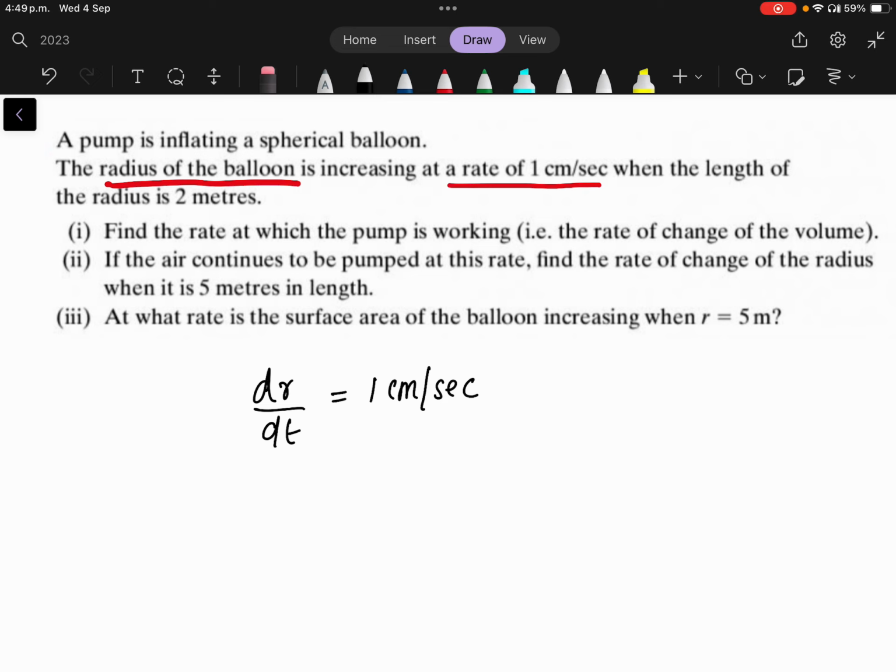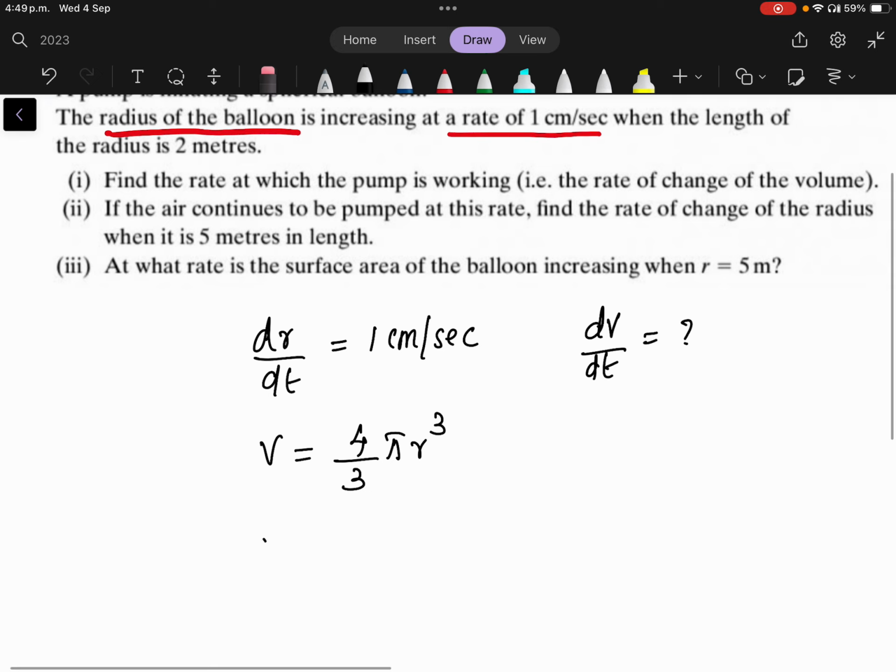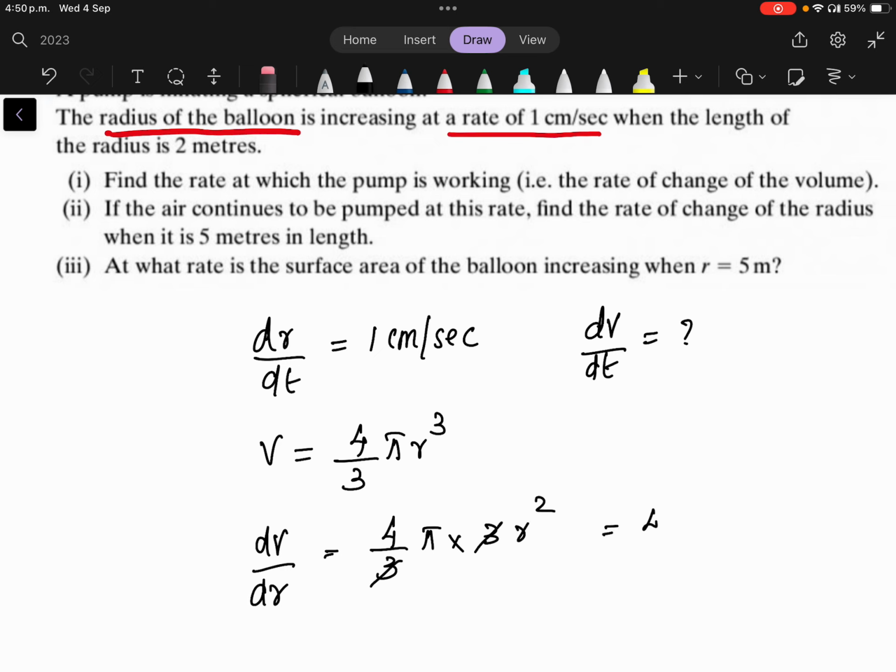Now if you look at the first question, find the rate at which the pump is working, or it is a rate of change of volume. So what is it that we have to find out? We have to find out dV by dt. So what is V? It's a spherical balloon, so it is 4 by 3 pi r cube. First you have to find dV by dr, because r is the variable here. dV by dr is equal to 4 by 3 pi times 3r square, and the 3 and 3 get cancelled, so it is 4 pi r square. Okay, so this is the first step.